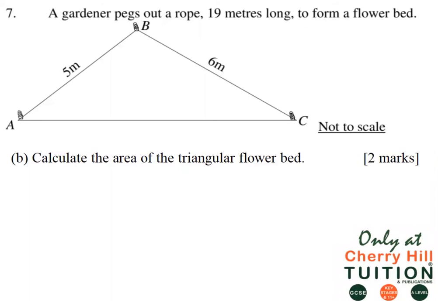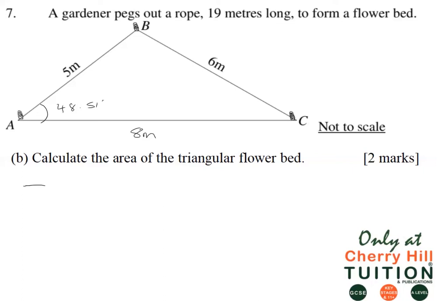Question 7b, a gardener pegs out a rope 19 meters long to form a flower bed. So part B, what we are doing is calculating the area of the triangular flower bed. Okay, so in the previous question, we did work out that this was 8 meters long, and we also worked out angle BAC to be 48.51 degrees. And now all we need to do is use the formula half AB sine C to work out the area of this triangle.